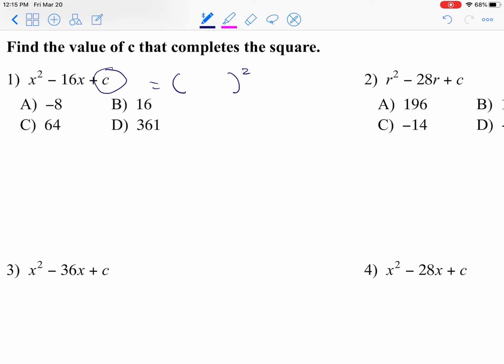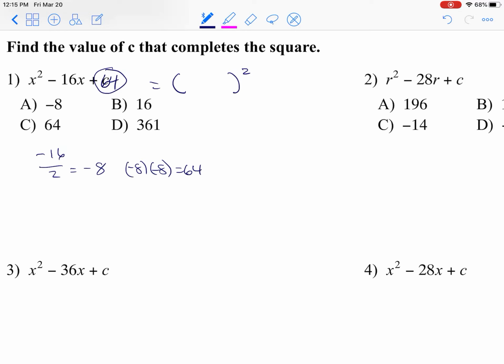All you do is take half of this middle term, the linear term, the term with just the variable. In our case, that's negative 16c. You take half of that, or divide it by 2. So if we take our negative 16 and divide it by 2, that's negative 8. And then we square that, or multiply it by itself. So negative 8 times negative 8 is positive 64. So positive 64 is that number that we need to make that a perfect square trinomial.